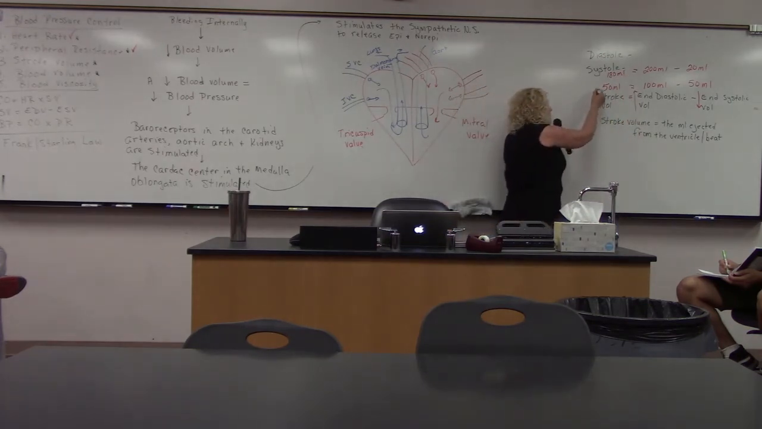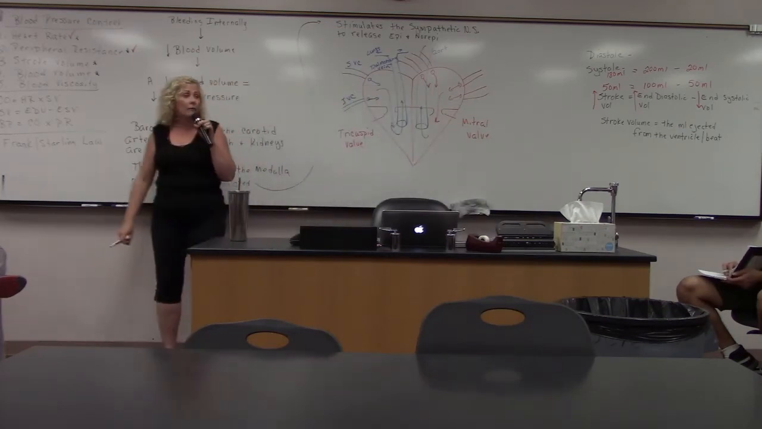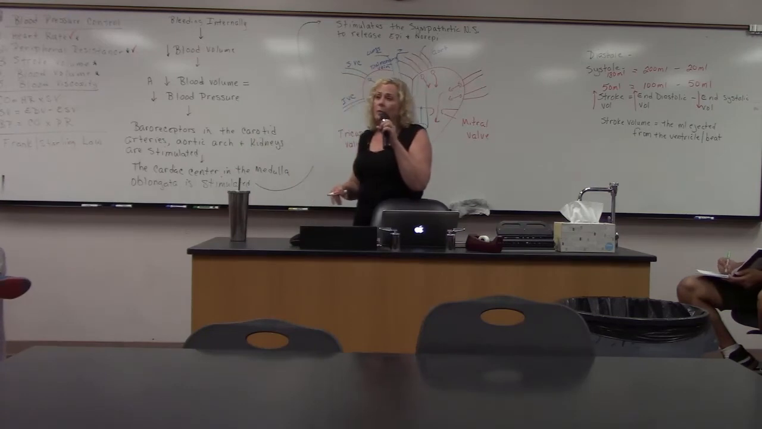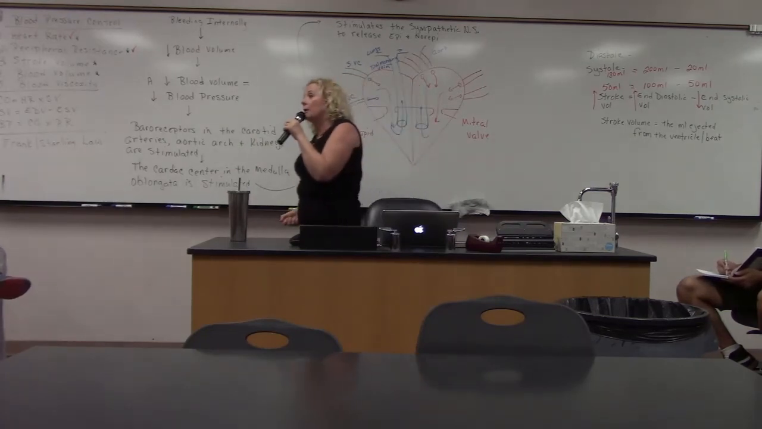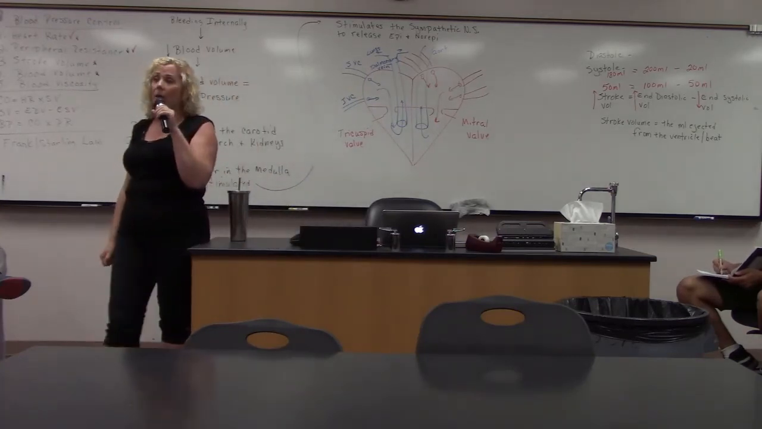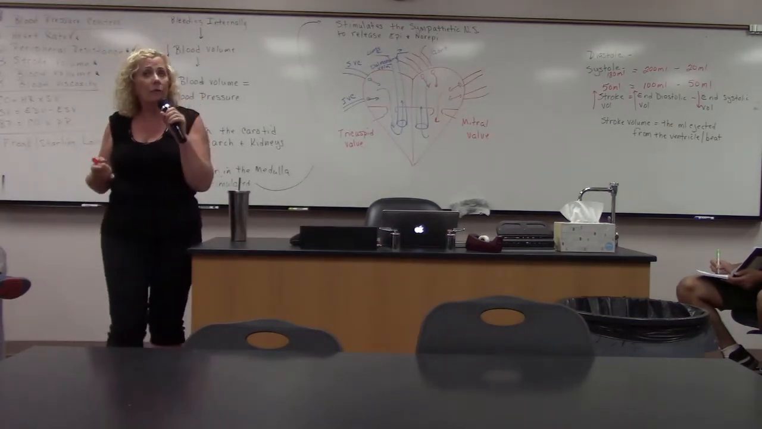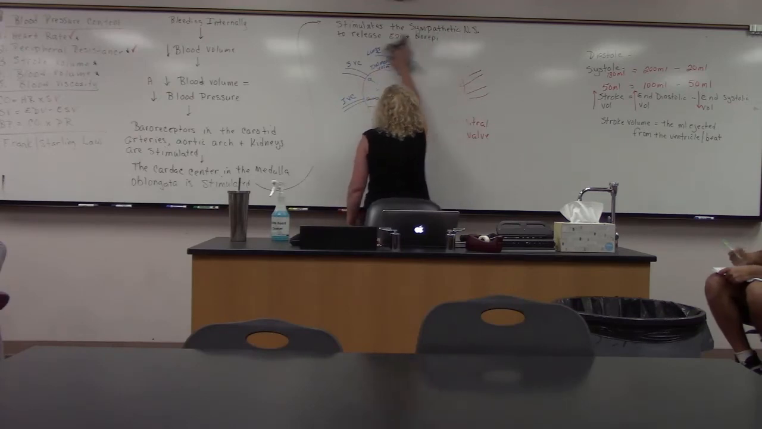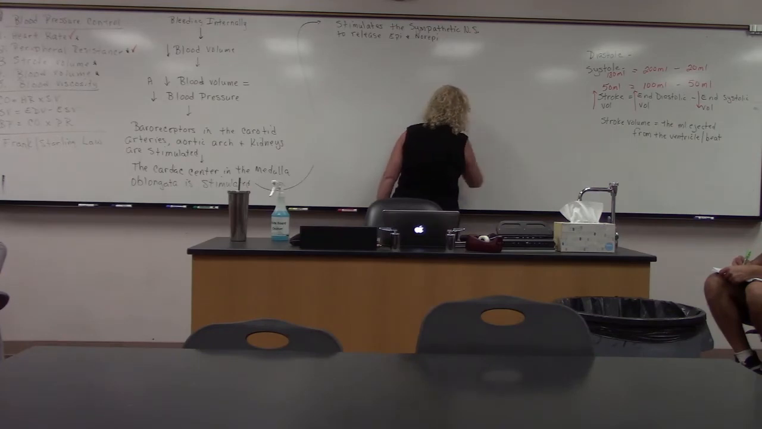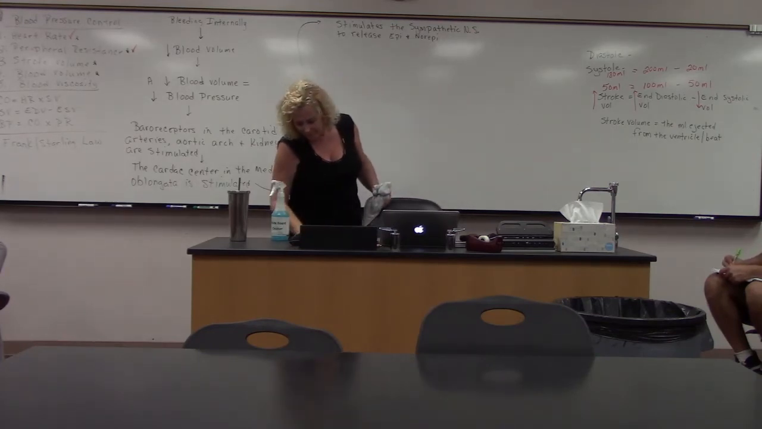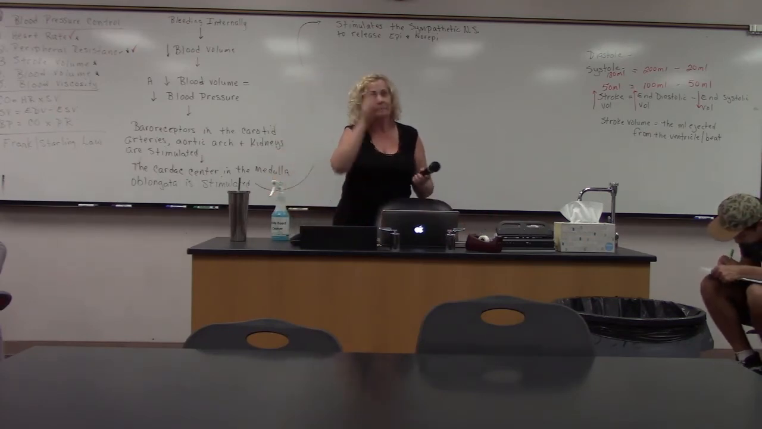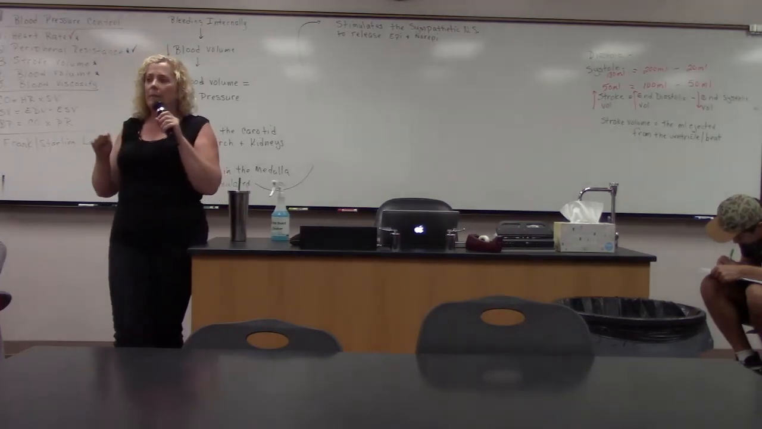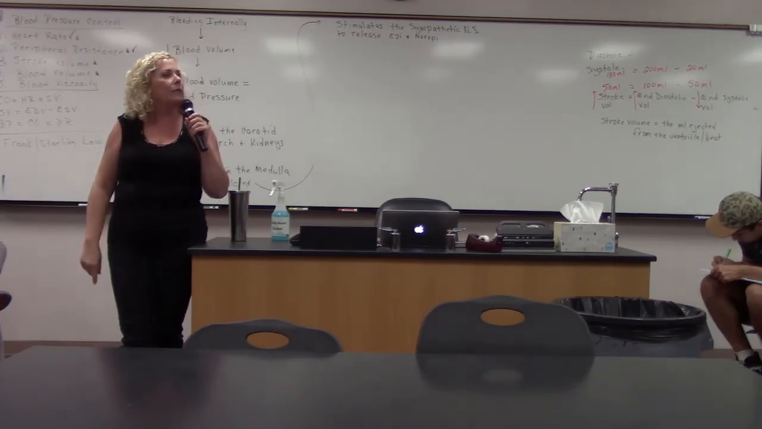So if I want to increase stroke volume, I can either increase end diastolic volume or I can decrease end systolic volume. Of course, I could do both at the same time, and they would cause stroke volume to go up. So we're going to talk about how to increase end diastolic and how to decrease end systolic. Okay, so we want to increase end diastolic volume. Now, before we do that, let me just ask you again, how did the blood get into the ventricle to begin with?